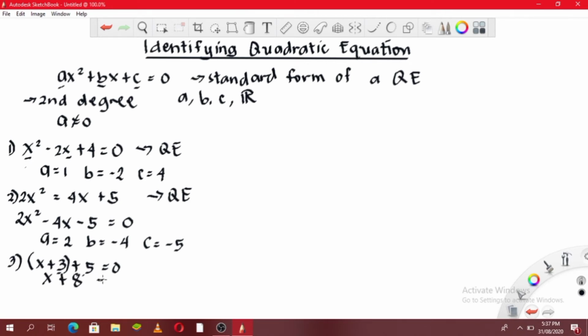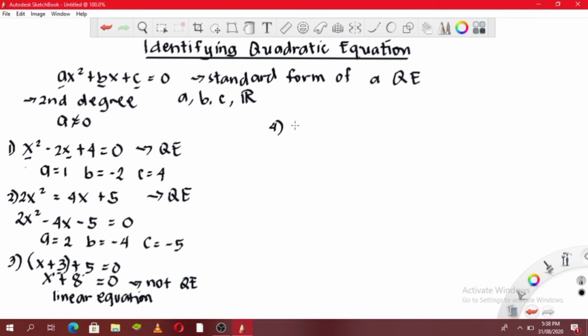Then copy equals 0. So, ano yung degree ng equation na to? May nakikita ba tayo na power of 2? Wala. 1 lang ang degree nitong x. So, ibig sabihin, this is not a quadratic equation. So, anong klaseng equation to ang may degree na 1? This is a linear equation. Okay?